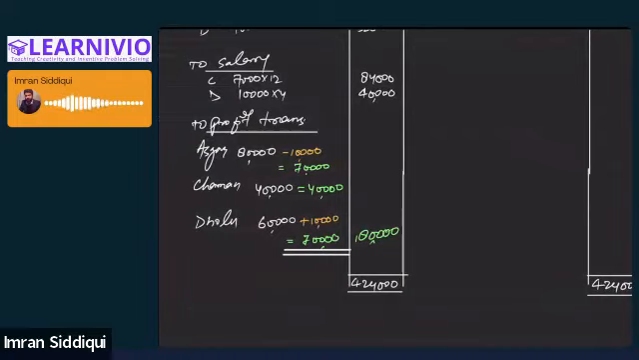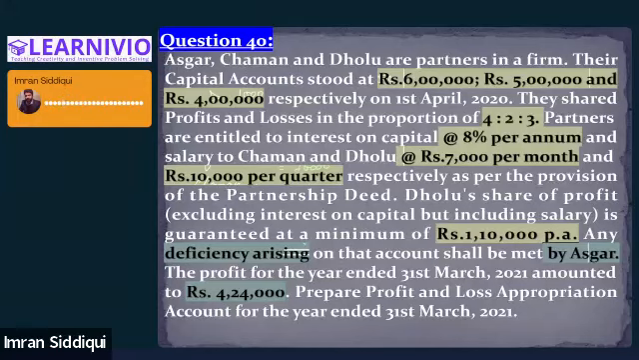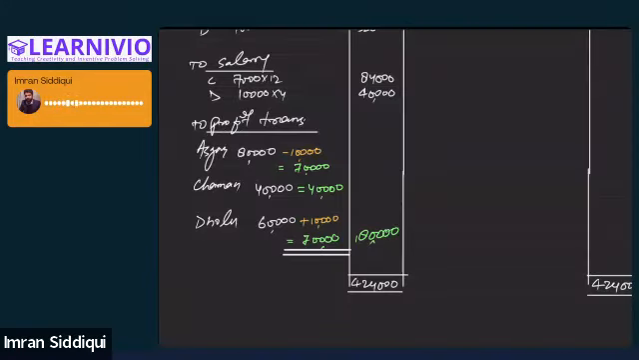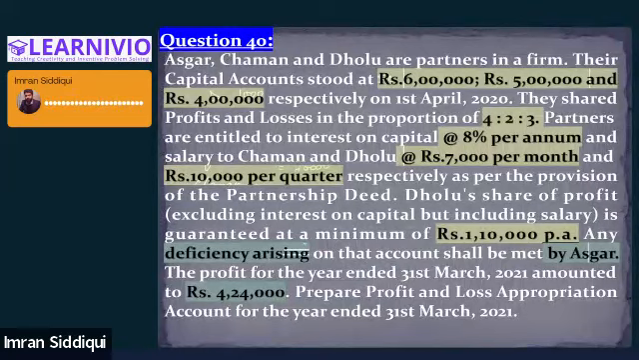And then 1,80,000 will be distributed among Asgar, Chaman, and Dholu in their profit sharing ratio, which is given in the question, right? 4:2:3. So according to their profit sharing ratio, Asgar, Chaman, and Dholu will be getting 80,000, 40,000, and 60,000. All right. Now we'll ensure that Dholu gets that much amount as he was guaranteed. He was guaranteed at least 1,10,000, including the amount of salary.